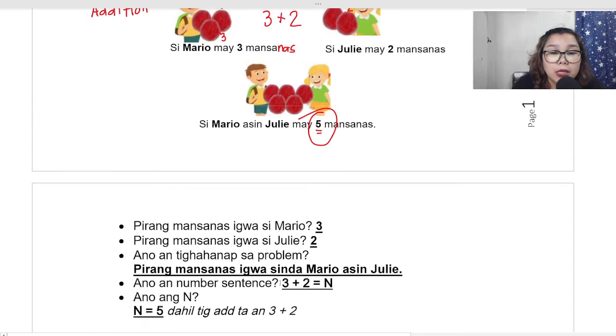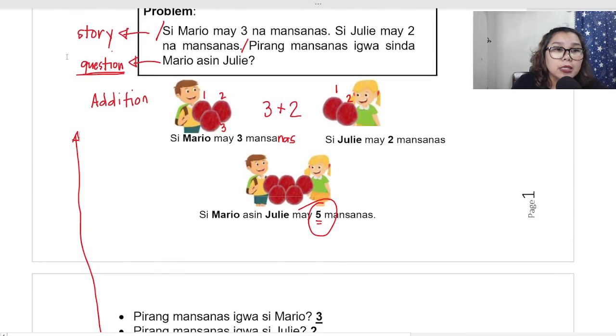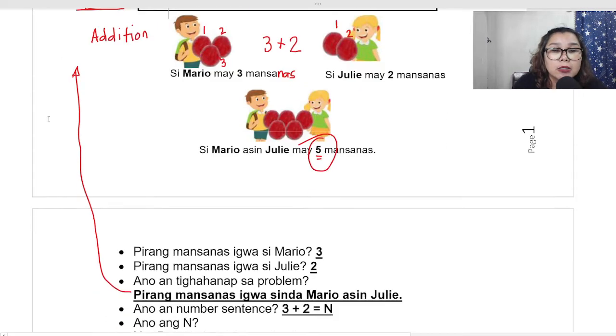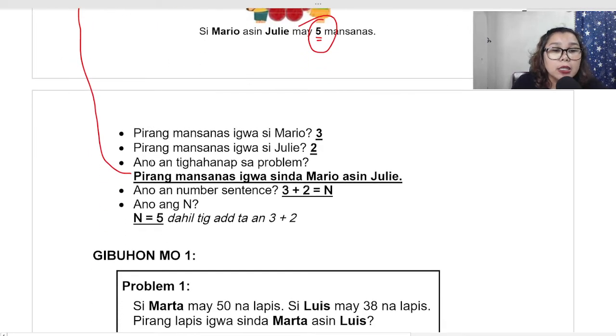How many apples does Mario have? We have 3. How many apples does Julie have? 2. And then, what is asked in the problem? How many apples do Mario and Julie have? Where did we get this part? It is from the question above. This will help in answering what is asked in the problem.